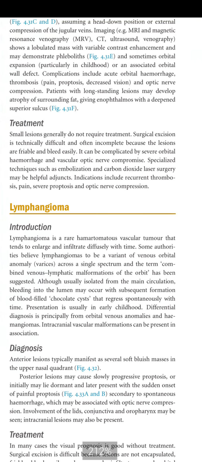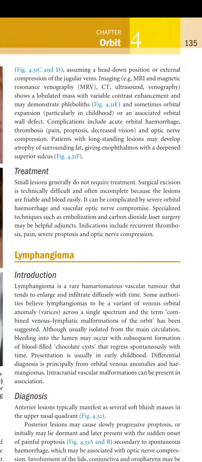So, what investigations will you perform in a case of varices? Imaging, for example MRI and MRV, CT scan, ultrasound, and venography, shows a lobulated mass with variable contrast enhancement and may demonstrate phleboliths, and sometimes orbital expansion, particularly in childhood, or an associated orbital wall defect. Complications include acute orbital hemorrhage, thrombosis, pain, proptosis, decreased vision, and optic nerve compression. Patients with long-standing lesions may develop atrophy of the surrounding fat, giving enophthalmos with a deepened superior sulcus.